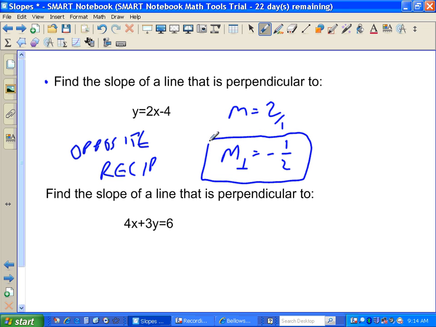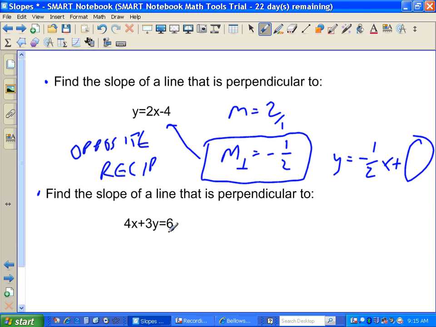So a line that's perpendicular to y equals 2x minus 4 is y equals negative 1/2 x plus or minus something, it doesn't really matter. Whatever number the intercept is, it makes no difference. It could be negative 1/2 x plus 0. Okay? So that's when it's in slope-intercept form. It's pretty easy to deal with.